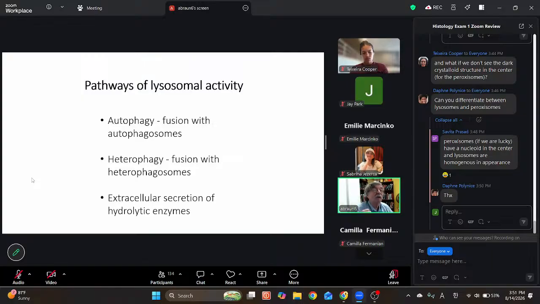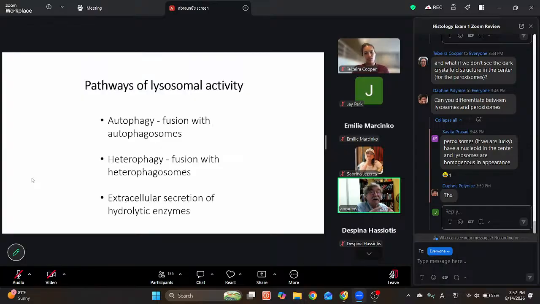Now, sometimes, for example, in a macrophage, things from the outside like bacteria or dead cell debris are phagocytized by the macrophage, cleaning up garbage and getting rid of things that are unwanted. That process is called heterophagy, and the vesicle formed by the fusion of the phagosome coming from the outside and the lysosome manufactured by the cell is called a heterophagosome. So both involve lysosomes, but they're different things in a sense. It's a different pathway.